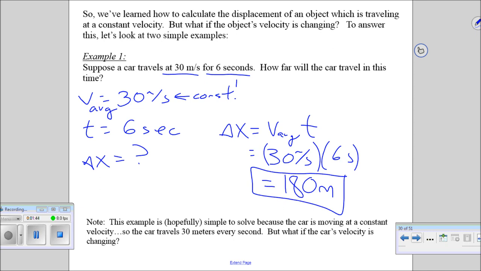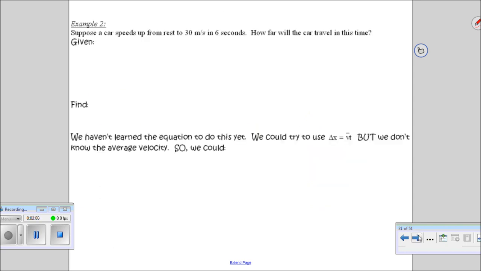But the reason that it was easy is because our velocity was constant. What it meant was that literally every second the car was traveling, it traveled 30 meters. But in the real world, that's not usually true. Cars don't always travel at the same speed. They speed up, they slow down. So let's take a look at example 2. Now we've got a car that speeds up from rest to 30 meters a second in 6 seconds. How far will the car travel in this time?